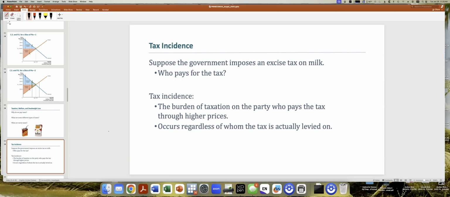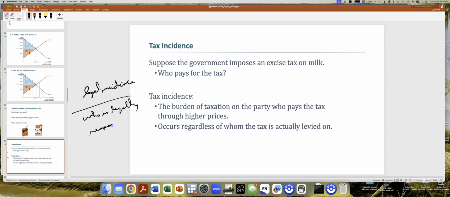Okay, so economists focus on two things when they think about taxes. They think about the legal incidence of the tax and the economic incidence of the tax. In terms of the legal incidence, as the term implies, what I'm looking at here is who's legally responsible for paying it. It's typically an all or nothing kind of deal, right? It's typically all on the buyer or all on the seller.